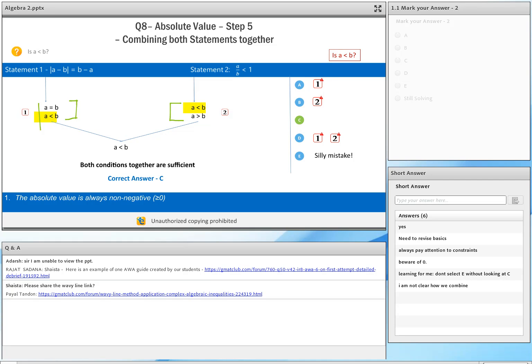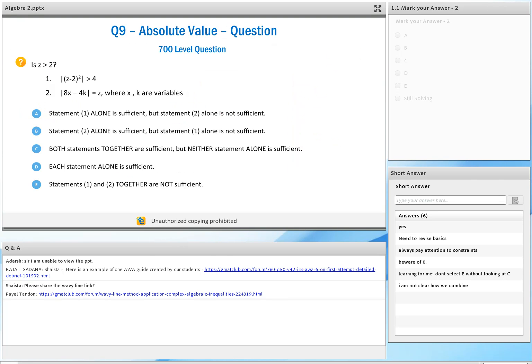Okay, all right, so now let's move on to the last question. And again, as I said, similar stuff. Make sure that you apply those learnings here. Can you please click on still solving? Go ahead.